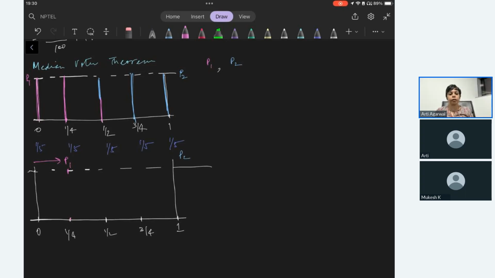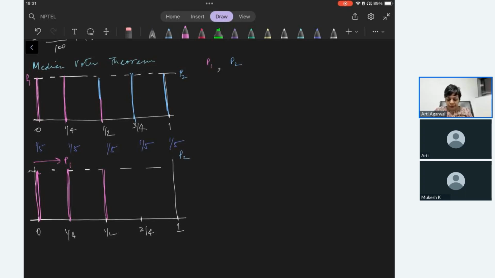For people at policy position 0, who is the closest candidate? It's still P1, right? They're all going to vote for P1. Still, for people at 1 by 4, P1 is, of course, the closest candidate. All going to vote for P1. For people at half, now see, P1 is the closest candidate. P2 is no longer the closest candidate, right? P1 has moved closer to them. They're all going to vote for P1, right?